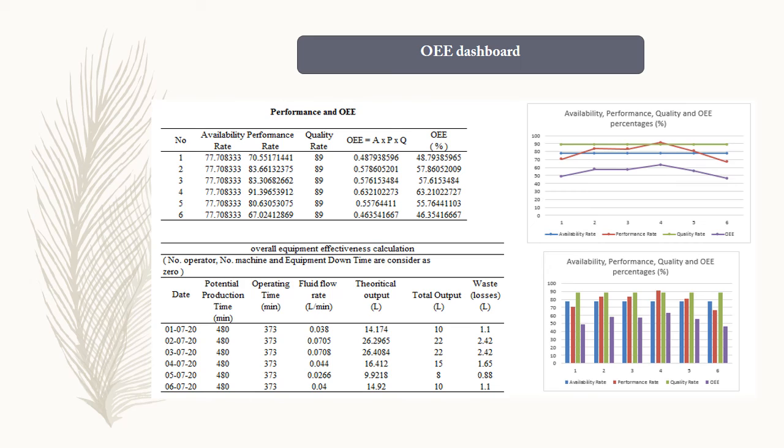Based on the figure, it's just a sample of how the OEE was calculated. The figure is obtained from the calculation in an Excel template. Some of the values are repeating, such as potential production time, which is due to the estimation time for one cycle of the shredder machine operating, and operating time, which is due to the estimation of net operating time for one cycle of the shredder machine. The theoretical output and fluid flow rate can be gained through the fluid flow meter, and the waste losses is the total output times 11% of the oil losses.